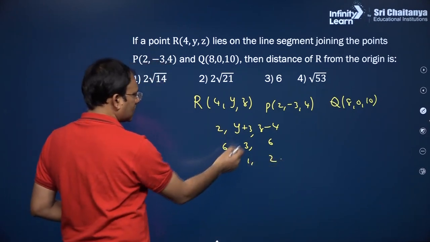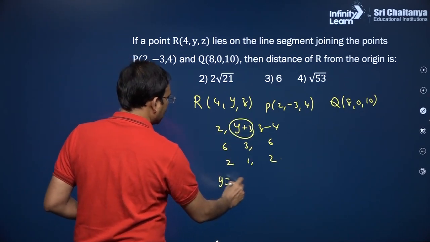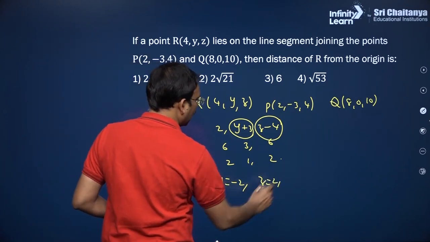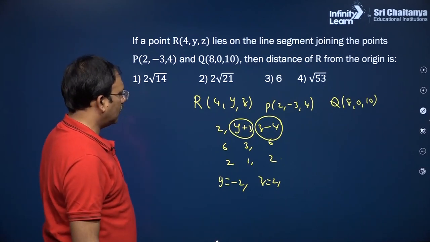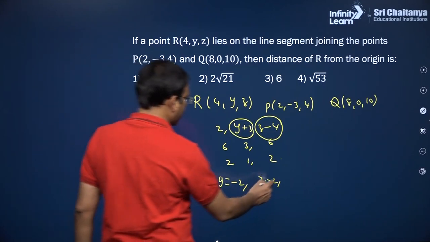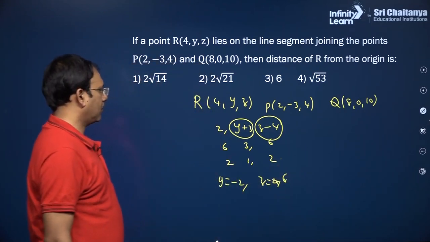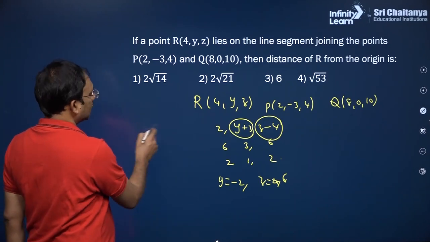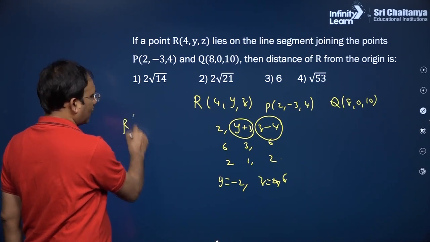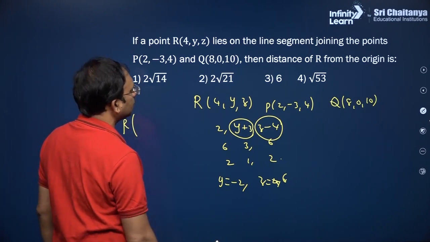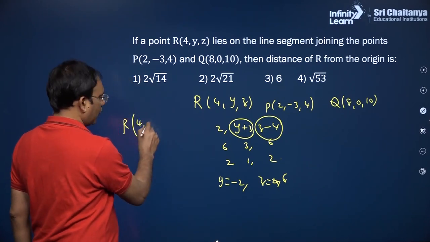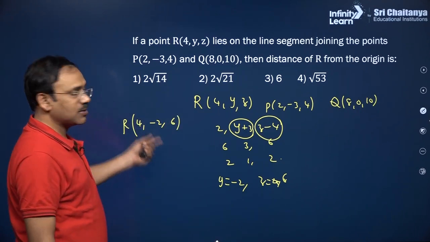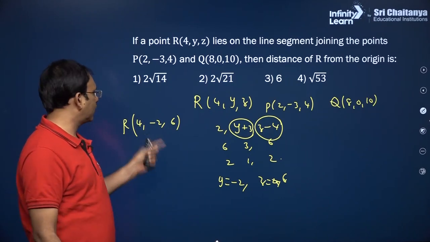So, 2 by 2 matched. So, y plus 3 is 1, which means y must be minus 2. z minus 4 is 2, so z is equal to 6, my dear friends. You see, we have to get 2 here: 6 minus 4 is 2. So, this is going to be the point R. Finally, the x coordinate of R is 4 itself, y coordinate is minus 2, z coordinate is 6. So, my dear friends, now the distance of R from the origin is root of 36 plus 16, 52 plus 4, 56.